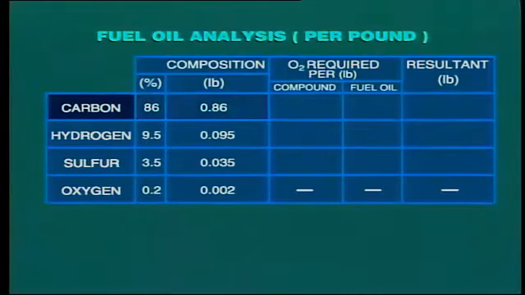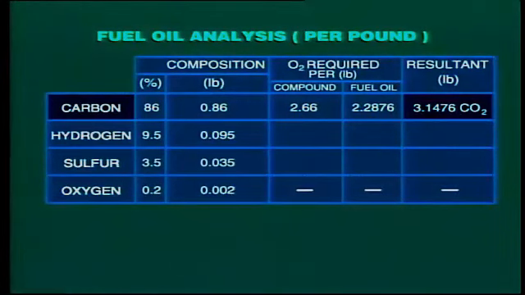Therefore, the theoretical amount of oxygen required for complete combustion is 0.86 times 2.66 equals 2.2876 pounds of oxygen. The quantity of CO2 produced is equal to this number plus the amount of carbon provided, 0.86, and this equals 3.1476 pounds of CO2. Remember, all of this is the result of burning just 1 pound of the particular fuel oil.